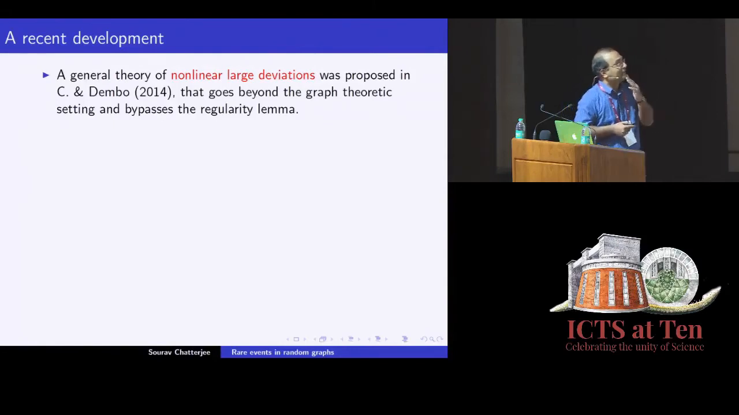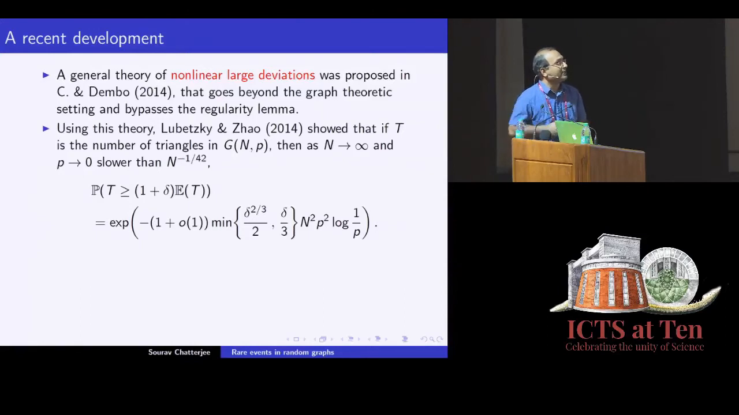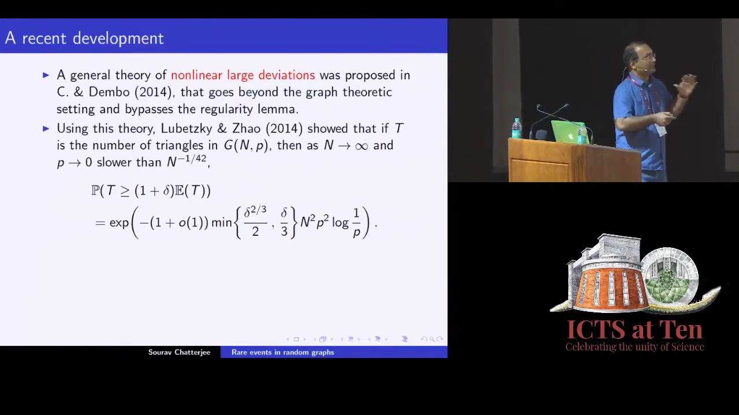So this is the last development that I would like to talk about. There's this nonlinear large deviations theory, which bypasses this regularity lemma to a certain extent, and it gives you a different way of approaching this thing. And there is a concrete outcome of that. Soon after this theory was developed, Lubetzky and Zhao could solve certain things that weren't solved before, and they showed this.